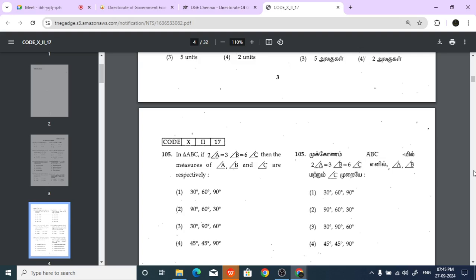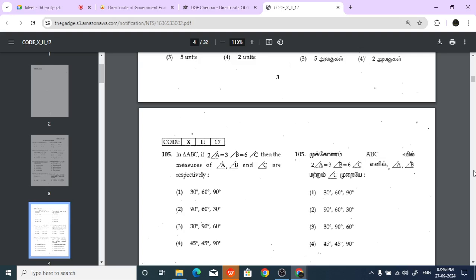Srinidhi, can you read this? Yes, sir. In the triangle ABC, if twice angle A equals thrice angle B equals 6 times angle C. Like that you should read, okay? Read once again from the beginning. In triangle ABC, if twice angle A equals thrice angle B equals 6 times angle C, then the measures of angle A, angle B and angle C are respectively. Okay, now I want to ask you one thing.